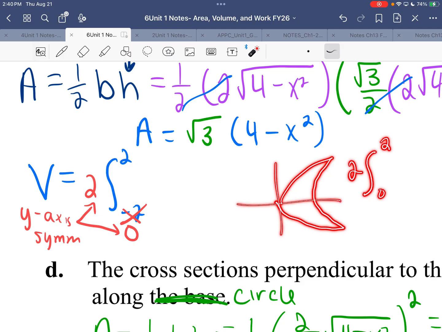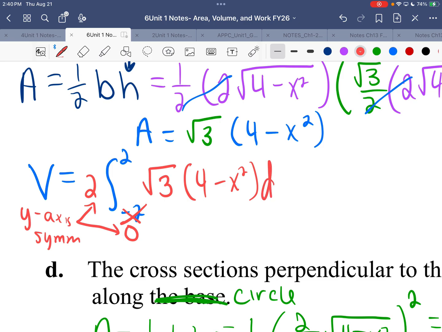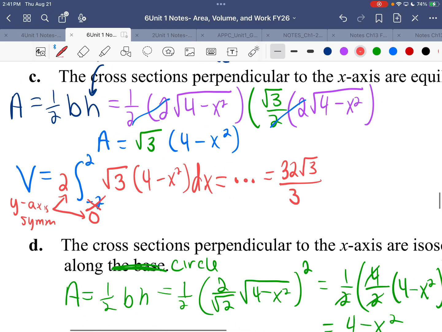Remember, whenever we're dy, we're kind of switching all the rules around, like inversing them back and forth. Ooh, so cutesy. All right, and then area is the integral of square root 3 times (4 minus x squared) dx, and that equals 32 square root of 3 over 3. Questions on the equilateral triangle?